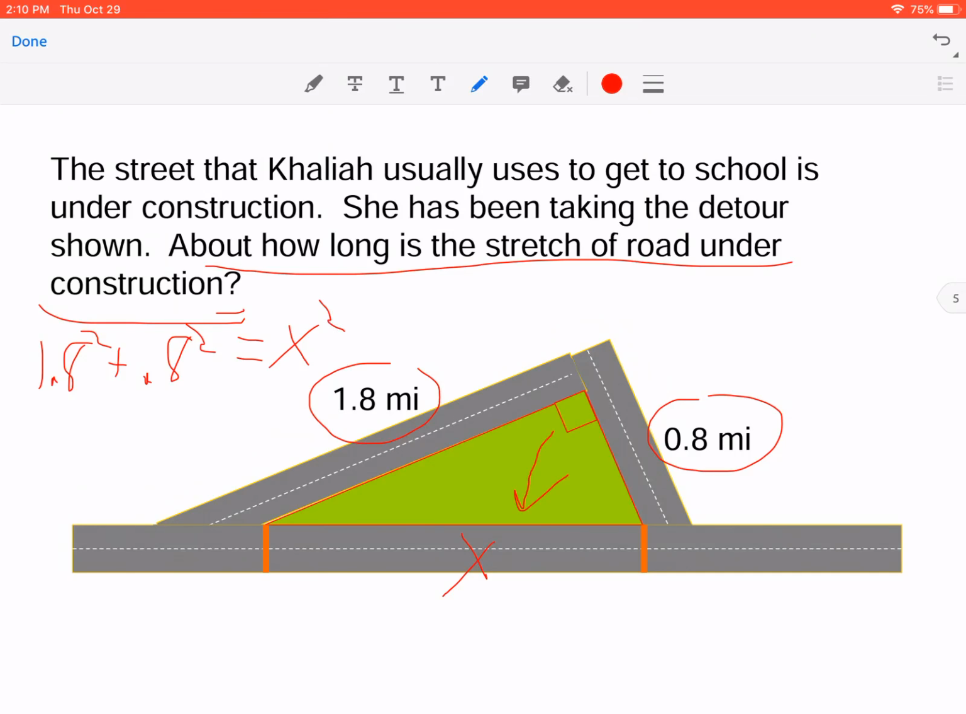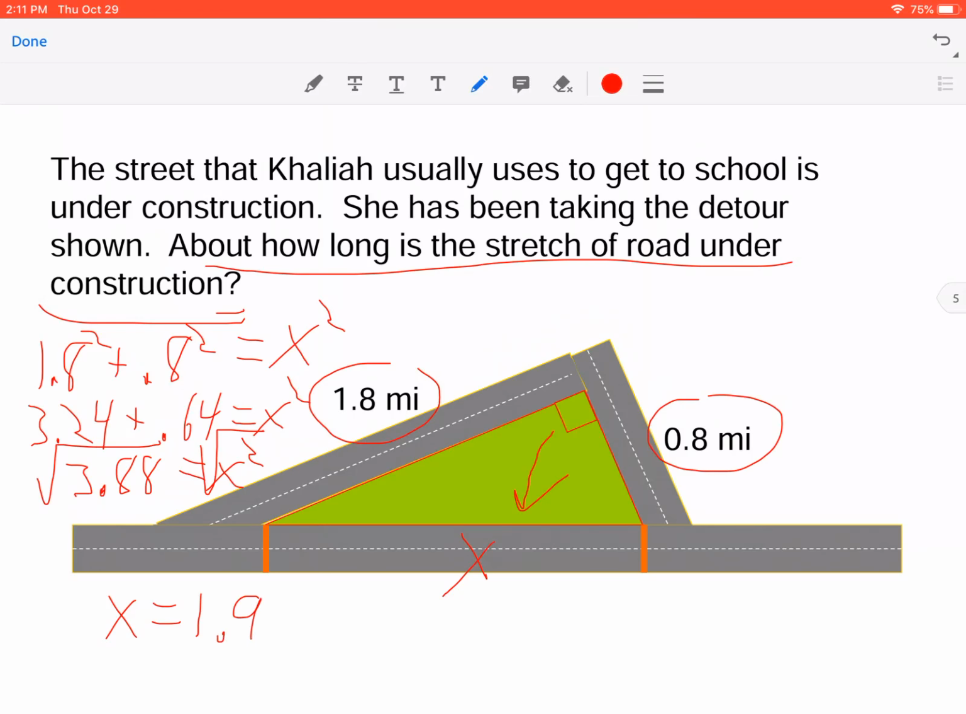equals x squared. So if you do 1.8 squared on your calculator, that's 3.24, plus 0.8 squared is 0.64 equals x squared. Add those two together, you should get 3.88 equals x squared. And again, how do you get rid of a square? Square root it. Square root one side, square root the other. The square root of 3.88 is 1.97. There's your answer. It was in miles, so that'd be almost 2 miles. So 1.97 miles.